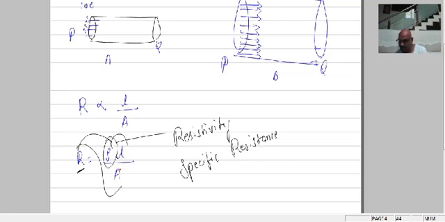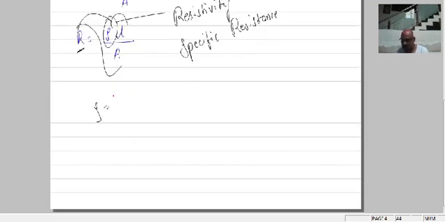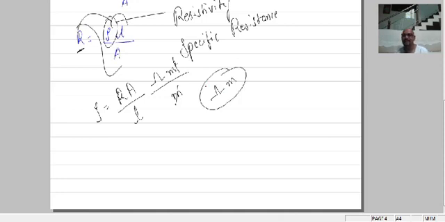Now look at the equation for resistivity. Resistivity rho is equal to RA divided by L. What is the unit of R? Ohm. What is the unit of area? Meter square. What is the unit of length? Meter. So can I cancel 1 meter here? What remains is ohm meter. So ohm meter is the SI unit of resistivity, specific resistance. Ohm meter is the SI unit of resistivity. Remember that?